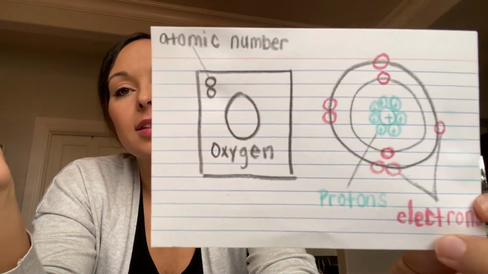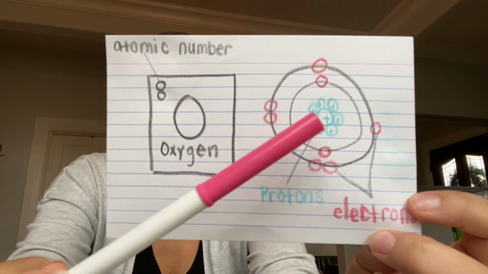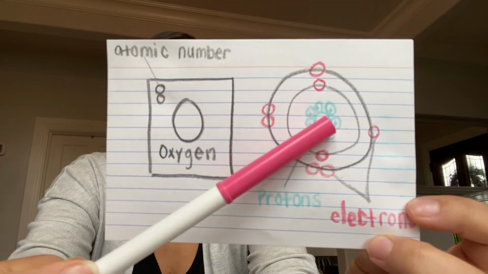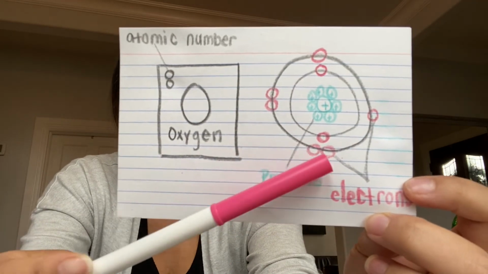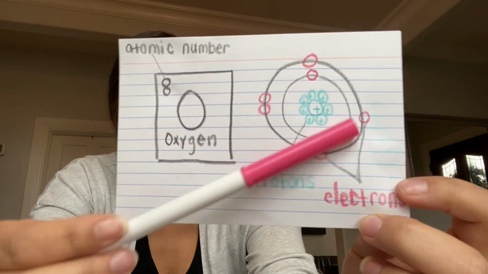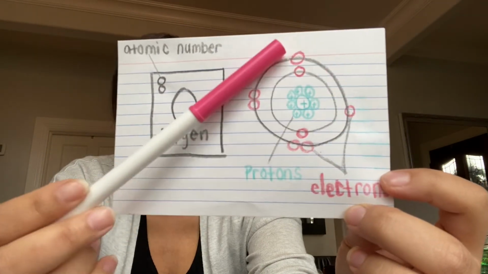So hopefully this graphic helps. This is the atomic number, which tells you the number of protons in the nucleus of an atom, which is also the number of electrons in a neutral atom. So here we have 8 protons and 8 electrons. And that is our science. I hope that is helpful.